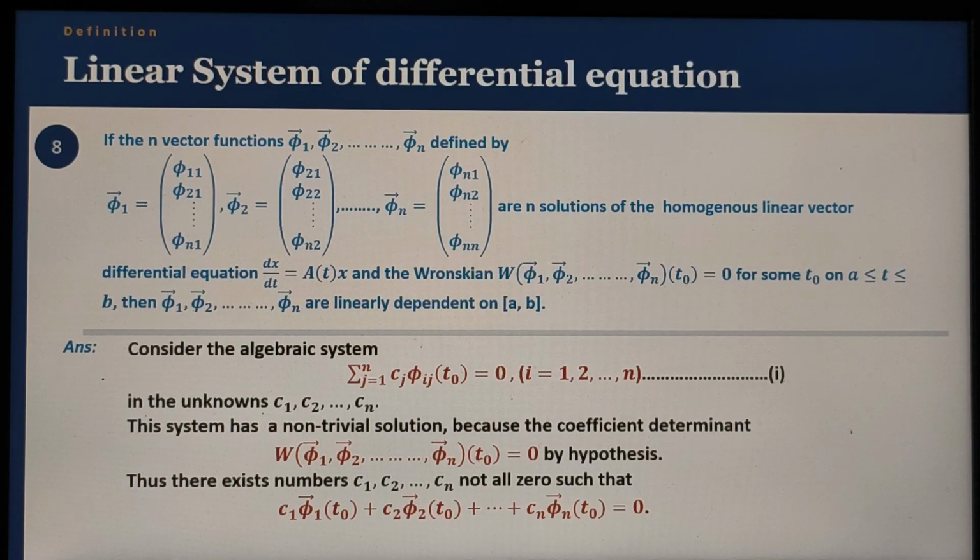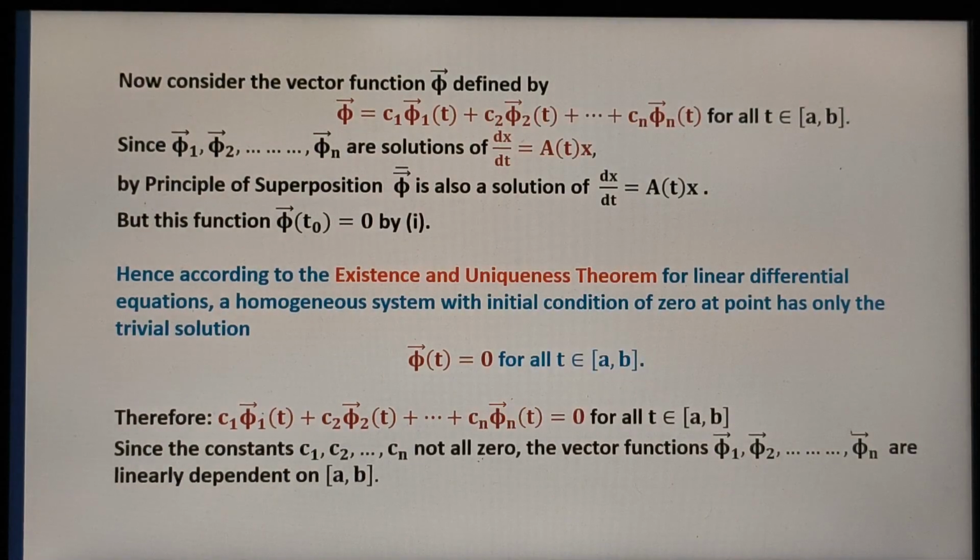Thus there exist c1, c2, cn not all 0 such that c1 phi 1 plus c2 phi 2 plus dot dot cn phi n at t0 equal to 0. Okay, if we consider phi equal to c1 phi 1 plus c2 phi 2 plus cn phi n for all t belongs to [a, b], since phi 1, phi 2, dot dot, phi n are solutions of the differential equation dx/dt equal to A(t)x, by the principle of superposition, phi is also a solution of the equation dx/dt equal to A(t)x.